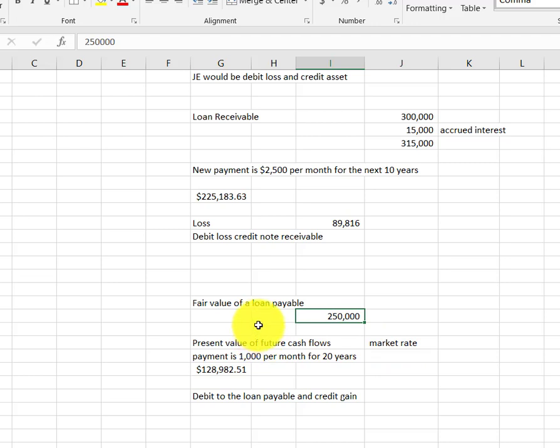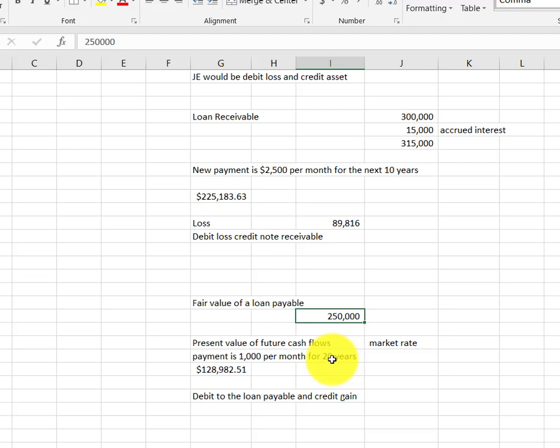So that's a little different than a loan receivable. This is a situation where it will not be the same on both sides. The receivable and payable will be handled differently. So we're going to use the market rate here, present value of future cash flows. The payment is $1,000 per month for 20 years. Okay, so we'd have to have a situation where we can figure out what the future payment is. It may be that the payment hasn't changed, just the market rate has.